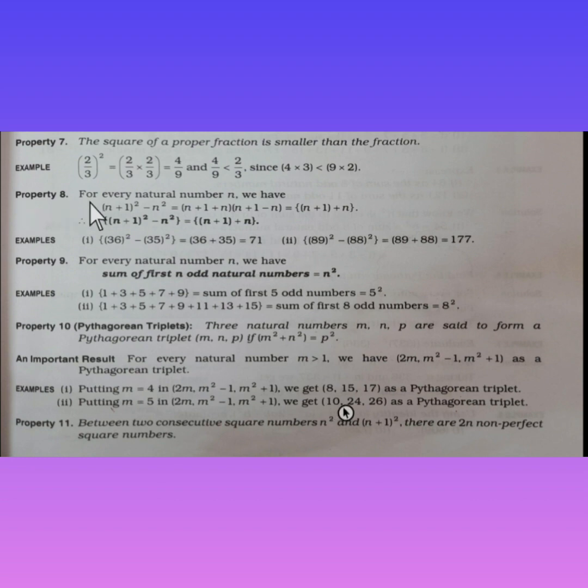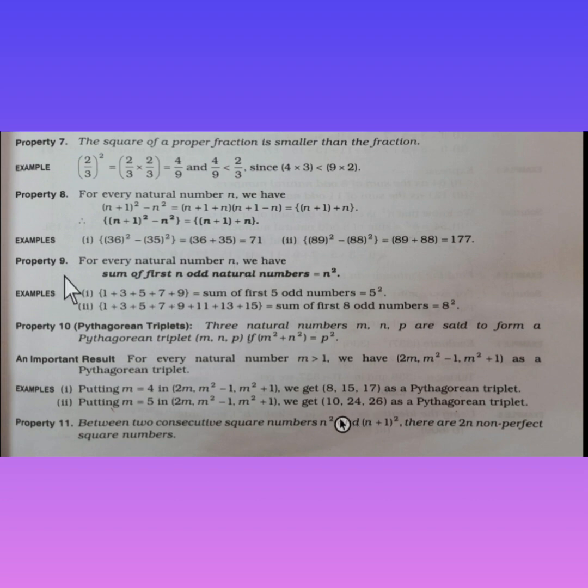Next is property 8. For every natural number n, we have (n plus 1) square minus n square equals (n plus 1) plus n. It means when we have to find the difference of squares of two consecutive numbers, then we simply add these numbers. You can see the example, 36 and 35. 35 and 36 are two consecutive numbers. When we square these numbers, 36 square and 35 square, we simply add the numbers 36 and 35. So we get the answer 71.